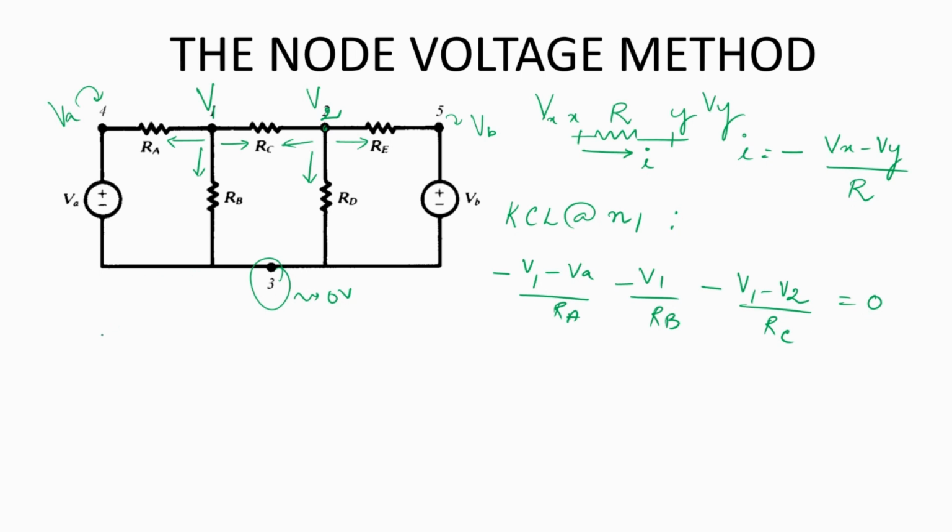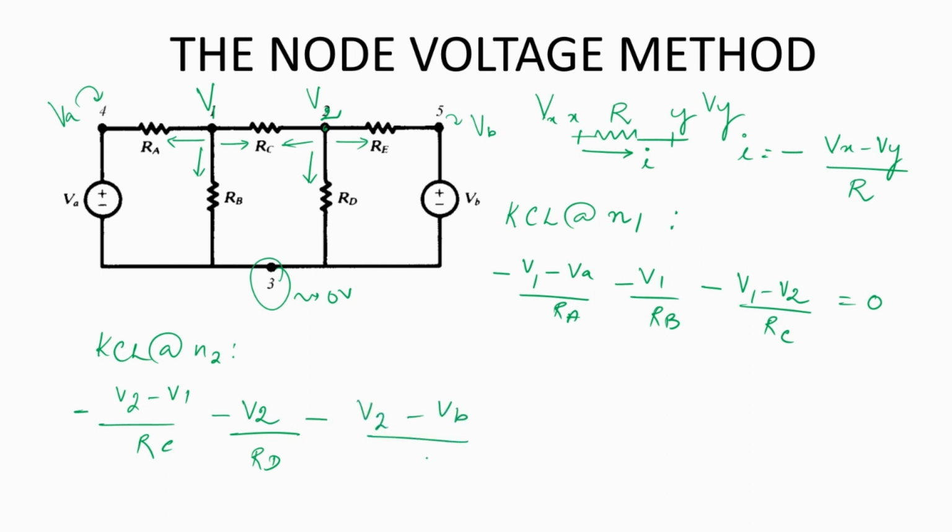Now applying the KCL at node N2, what do we get? The current going into RC out of the second node we can write as minus (V2 minus V1) by RC, with a minus sign because it's coming out. Again, minus V2 by RT and minus (V2 minus VB) by RE. All this put together is equal to 0. So this way we have got two KCL equations, one for node N1 and the other for node N2.